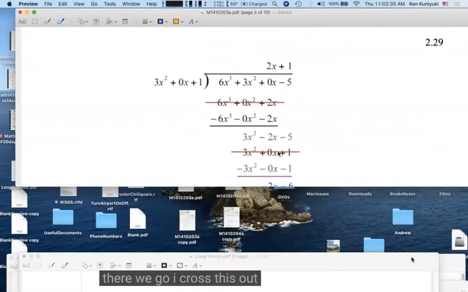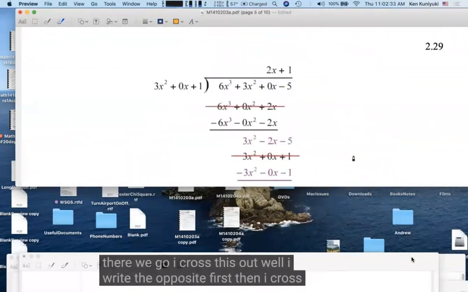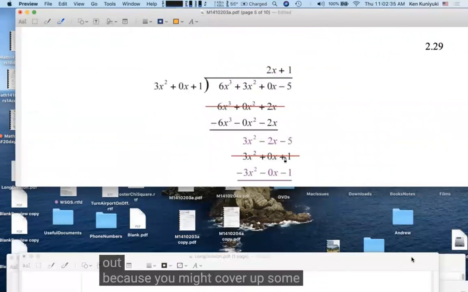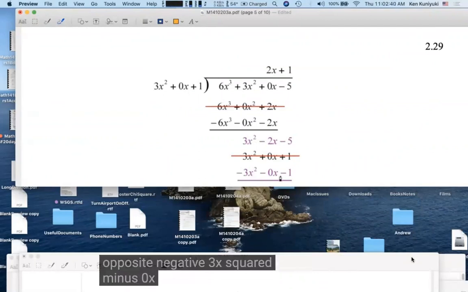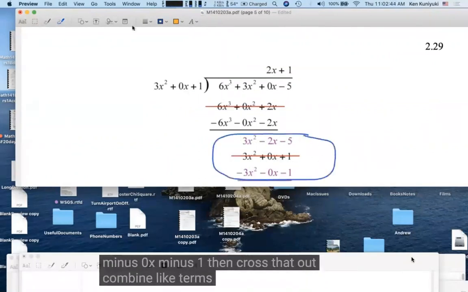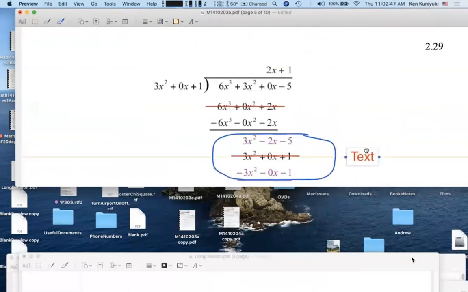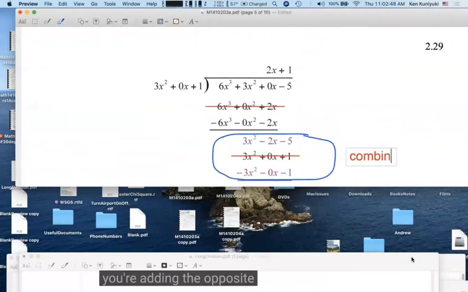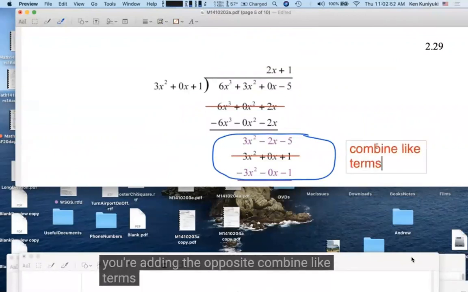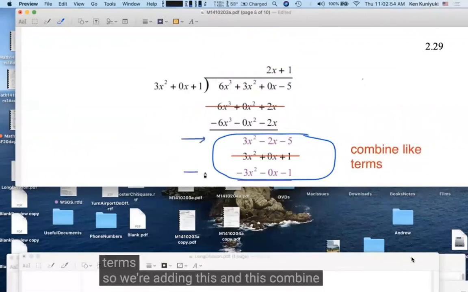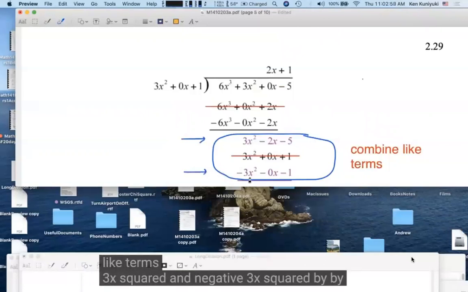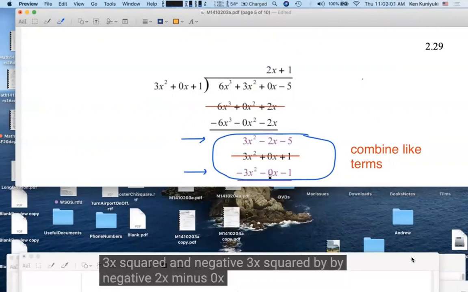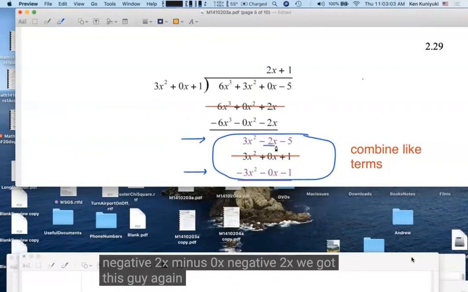There we go. I cross this out. Well, I write the opposite first, then I cross it out, because you might cover up some negative signs here. So we write down the opposite, -3x squared minus 0x minus 1, then cross that out. Combine like terms. We're adding the opposite, combine like terms. So we're adding this and this, combine like terms. 3x squared and -3x squared, bye-bye. -2x minus 0x, -2x, we get this guy again.